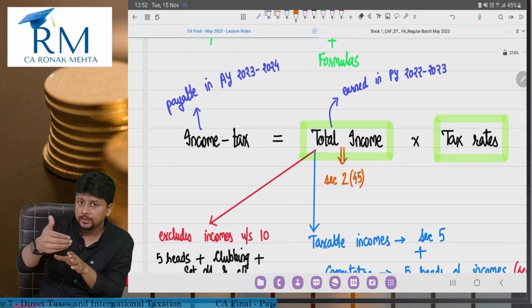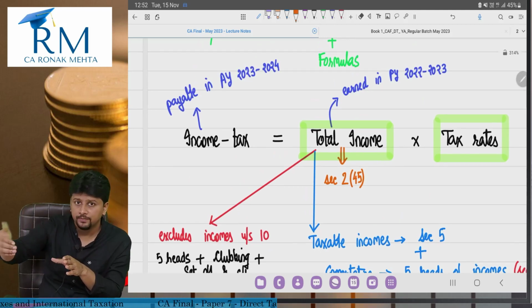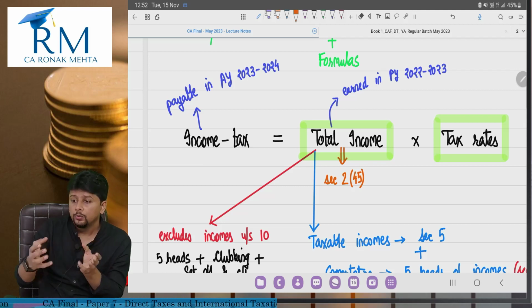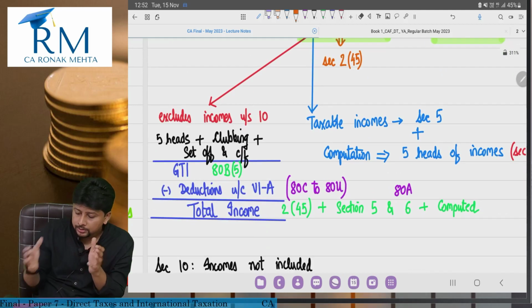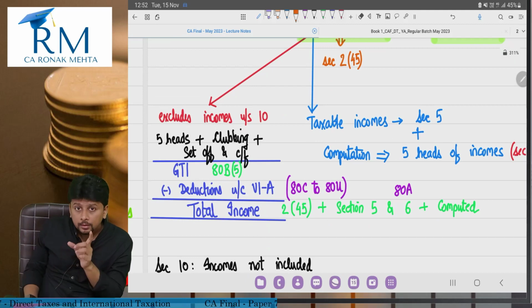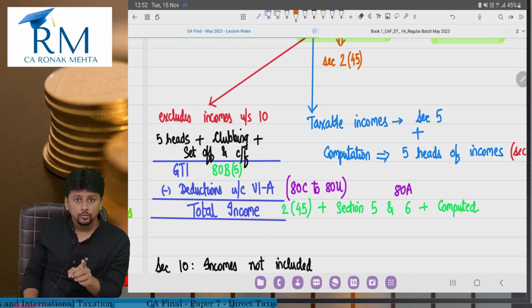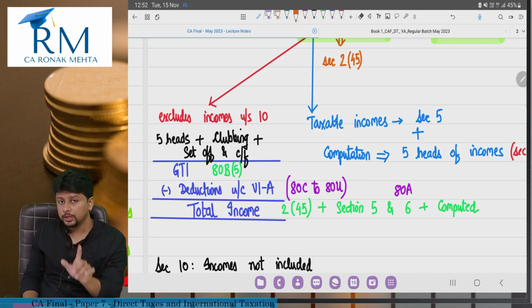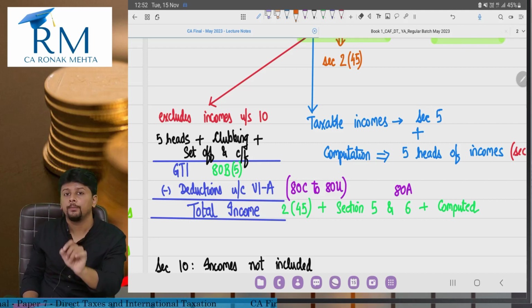Income tax is payable in the assessment year, while total income is computed for the previous year. We discussed what a previous year is and what an assessment year is. How is total income calculated? There is a pattern. You have to take into account section 5, the scope of total income, when you decide the amount of total income.